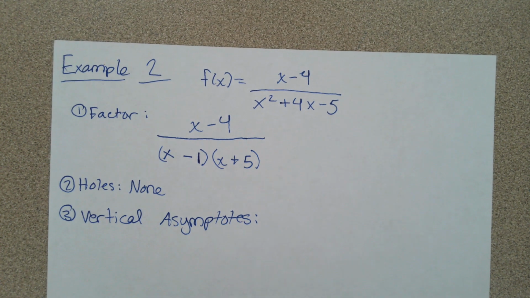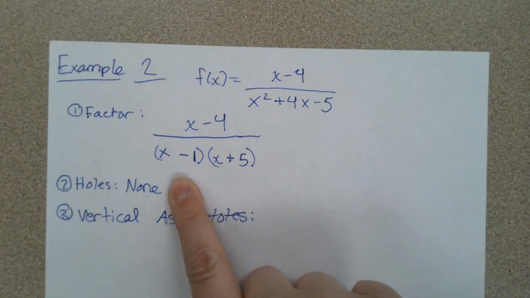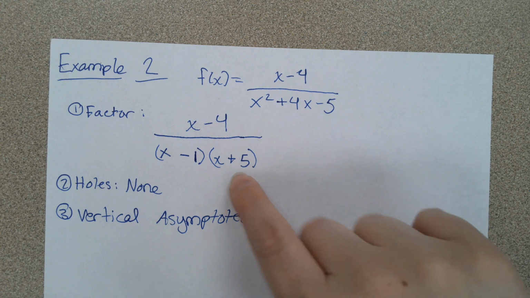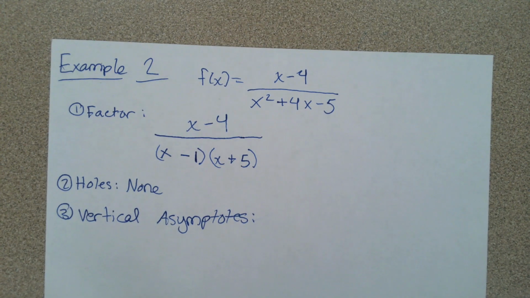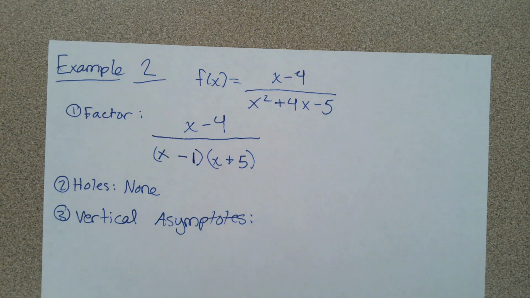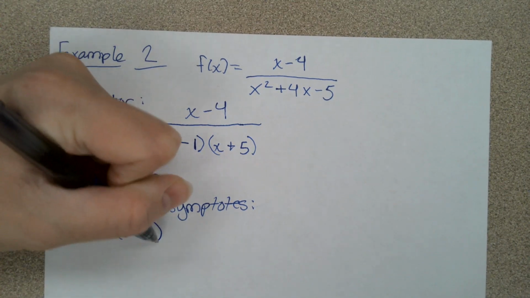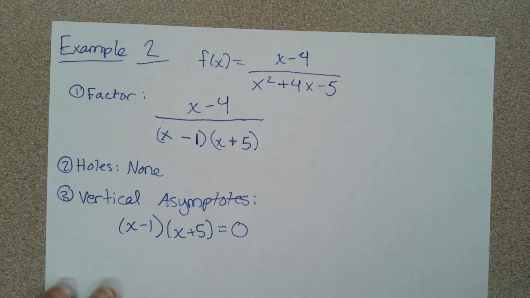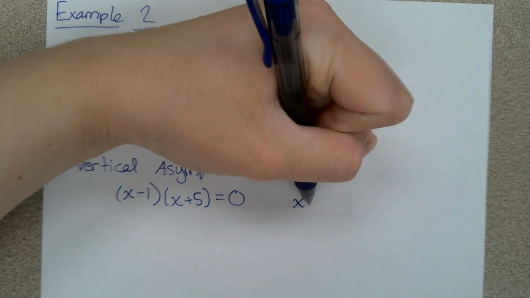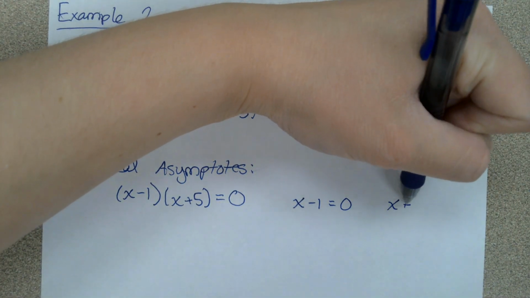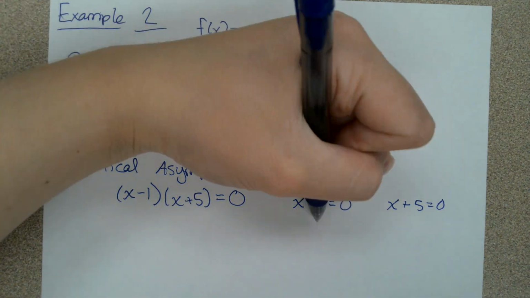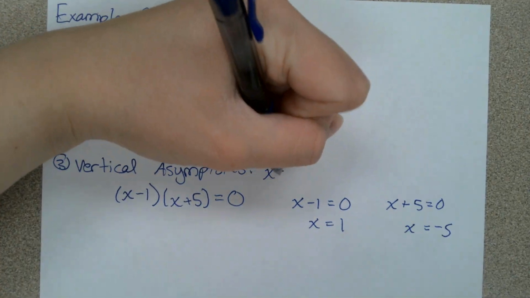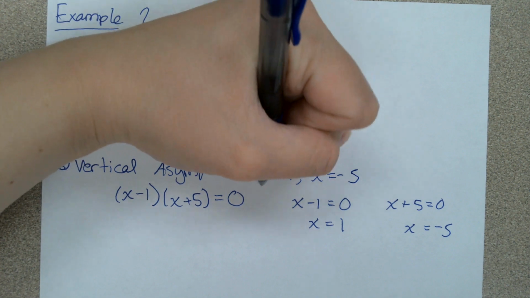So for this one, remember, we set the bottom equal to 0. You can do this with the factored or the original version. It's just whichever one's easier. For this, I'll do it with the factored version. Since this is already factored, setting this equal to 0 and solving will be much easier. So let's do that. X minus 1 times x plus 5 equals 0. So then we're going to separately set these equal to 0. So we have x minus 1 equals 0 and x plus 5 equals 0. That gives us x equals 1 and x equals negative 5. So my asymptotes are at x equals 1 and x equals negative 5. I have 2 of them.